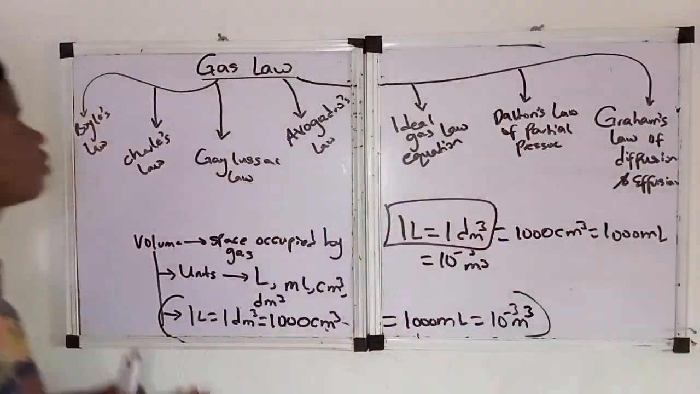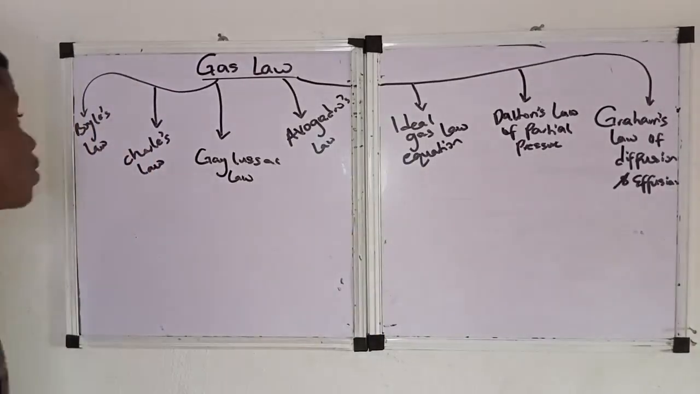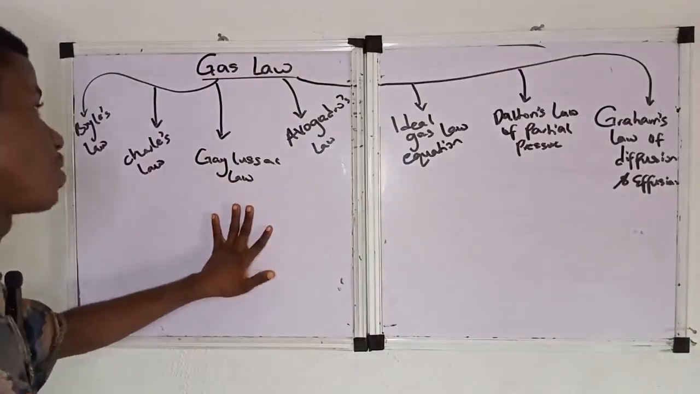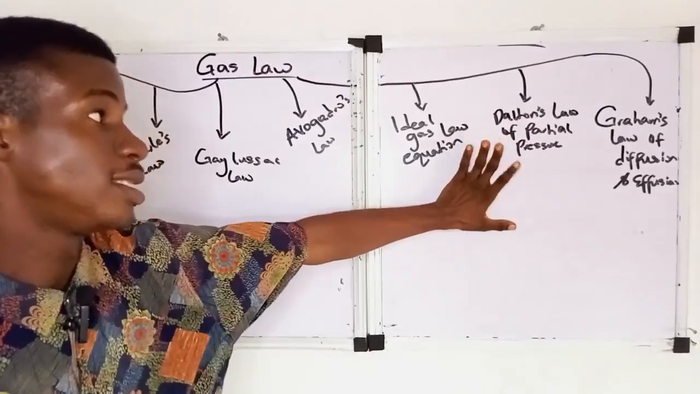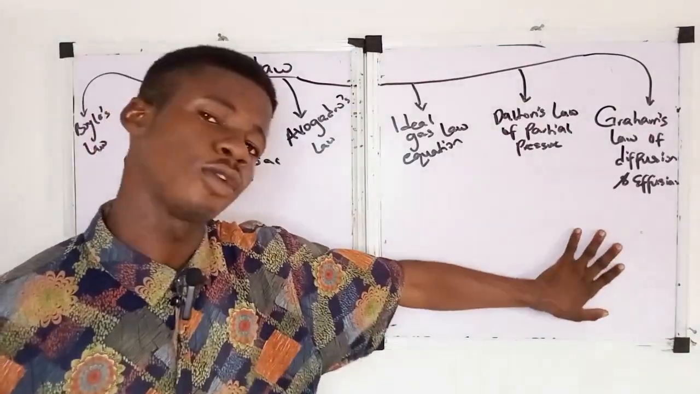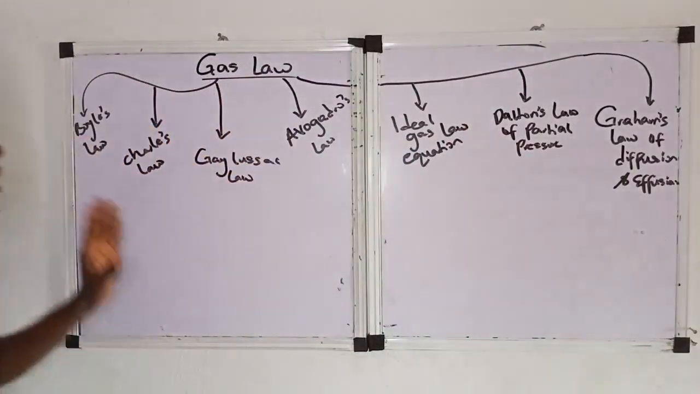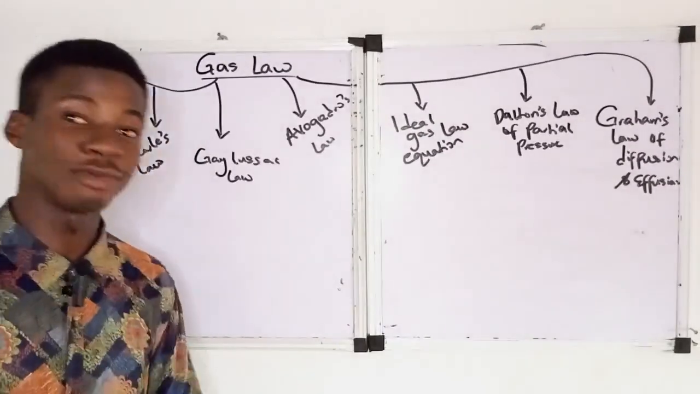So now let's move properly to the gas laws. Different types of gas laws: we have Boyle's law, Charles's law, Gay-Lussac's law, Avogadro's law, the ideal gas law, then Dalton's law of partial pressure, then Graham's law of diffusion and effusion. In Boyle's law and Charles's law, we will be very fast, because I think most of us know that one.